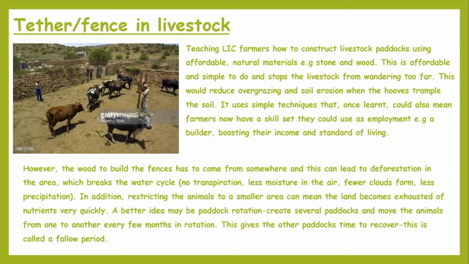However, the wood to build the fences has got to come from somewhere. And it's likely going to come from cutting down trees in the surrounding area. And then you've got the problem of deforestation again, which breaks the water cycle. Plus, if you're restricting animals to a smaller area, that area will get overgrazed quite quickly. And you'll then have to move them to another area.